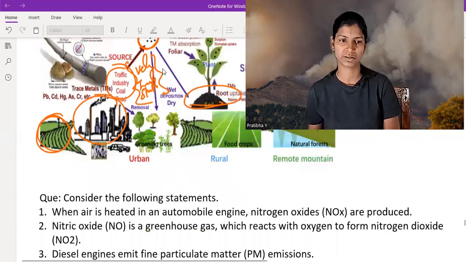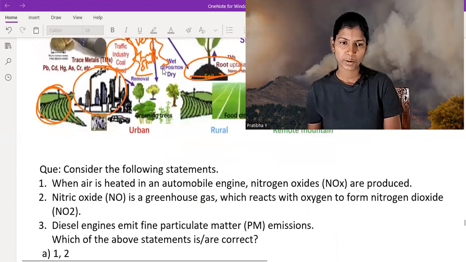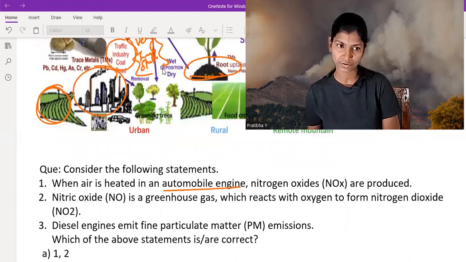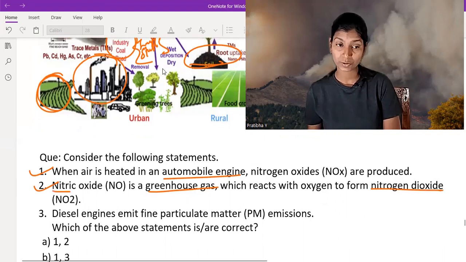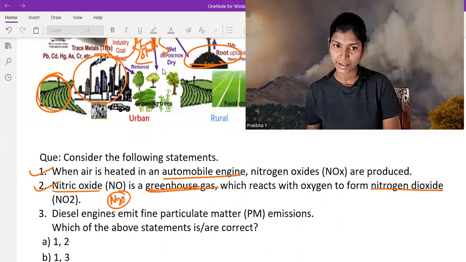Now we are going to solve one question on it. Consider the following statements. When air is heated in an automobile engine, nitrogen oxides are produced. Yes. Nitrous oxide, N2O, is a greenhouse gas which reacts with oxygen to form nitrogen dioxide. Nitrous oxide is not a greenhouse gas, but it reacts with oxygen to form nitrogen dioxide. So this part is wrong.